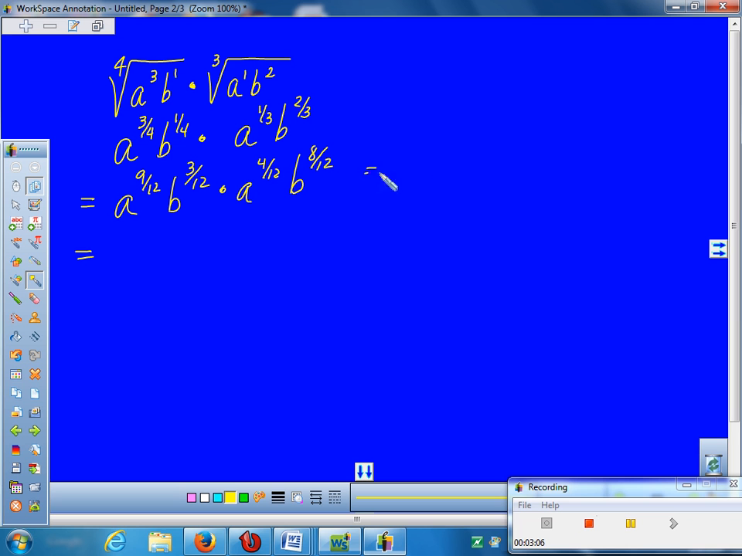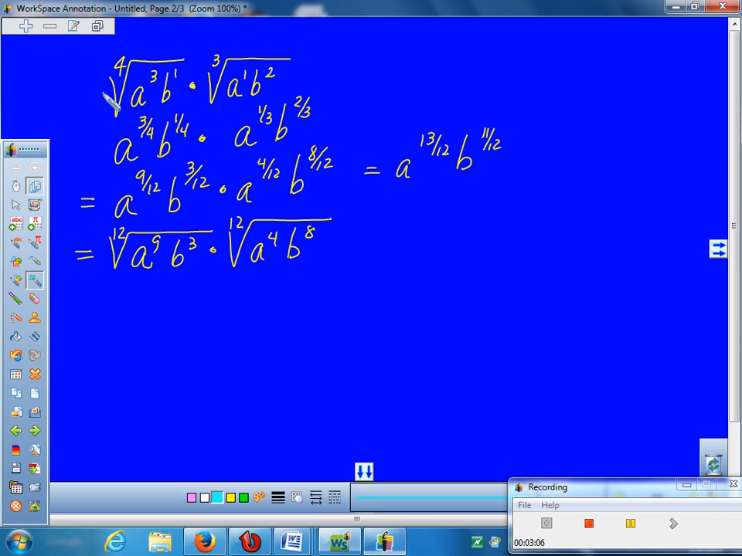We'll actually write that out here. But we want to put it back in the root. I would get a to the 13/12 and b to the 11/12. But I want my answer back in a root, and I want you all to see the shortcut. So I'm going to put this back in a root now. Since this is in 12ths, that would be a to the ninth and b to the third. This one would have been a to the fourth and b to the eighth. Take the top numbers off those fractions. Now, I want you to tell me, how could I have gotten from the top line to the bottom line without doing the stuff in the middle?